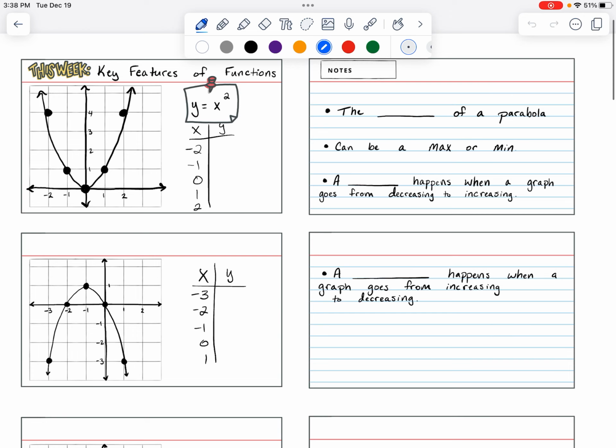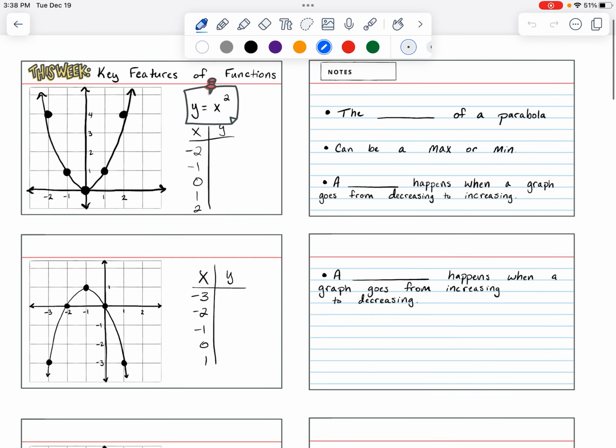So we're going to continue our look into parabolas and their features. We're going to look at some key features of functions this week. For the first one, we have this graph of y equals x squared, and I've already graphed it for you. So let's go in and fill in what these y coordinates are based off of the points that have been given to us in the graph.